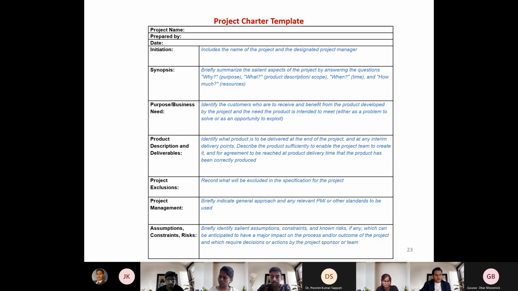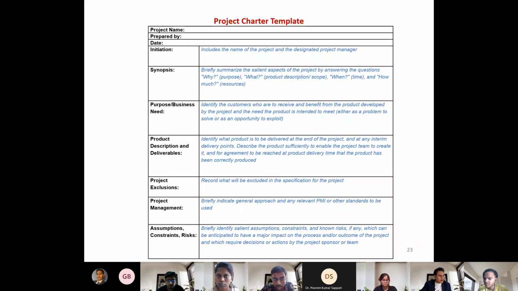Can you see my project charter template? Yes, sir. Professor Praveen can now upload the slides for today, which I've already shared, so that you can download and start referring to them, because this template is important. And is it possible for someone to put this template in a Google Doc so that we can all work together and fill this in?